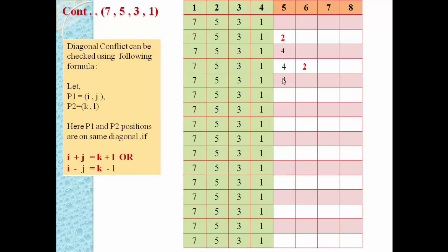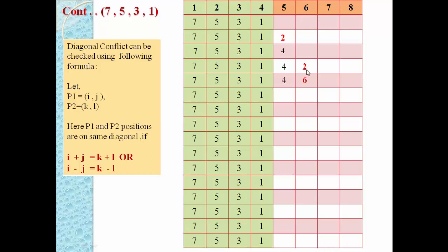4 already occupied, 5 is already occupied, so we can place our 6th queen on 6th row, 6th column. Now check this diagonal, whether it is on same diagonal or not. So 6 plus 6 is equal to 12. We need to check addition of row and column of this 4 queen. 1 plus 7 is 8, 2 plus 5 is 7, 3 plus 3 is 6, and 4 plus 1 is 5.